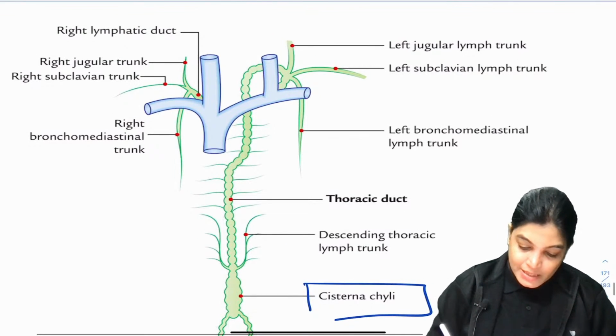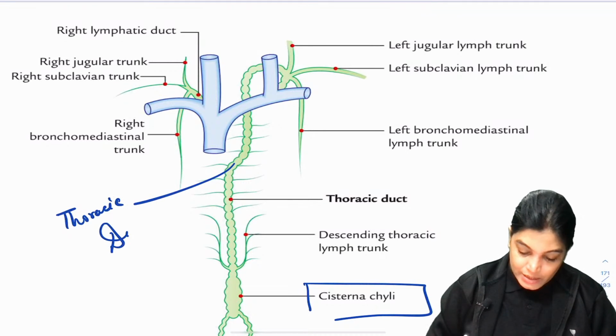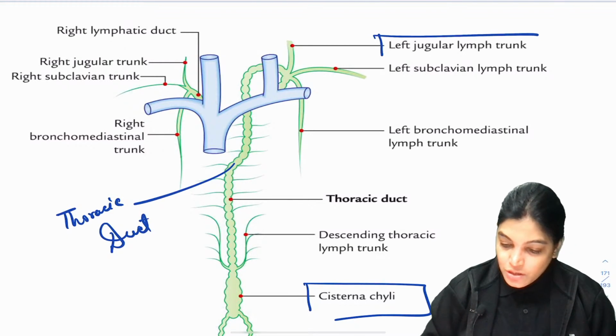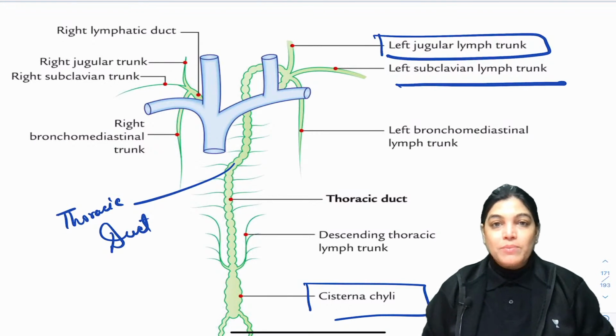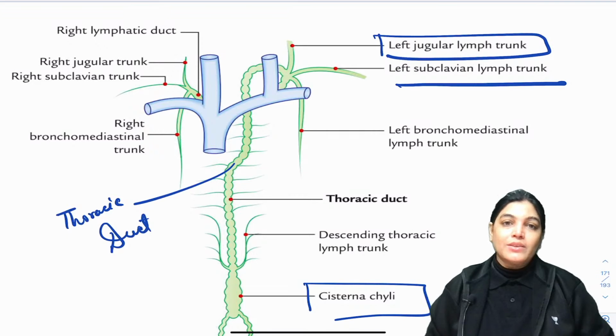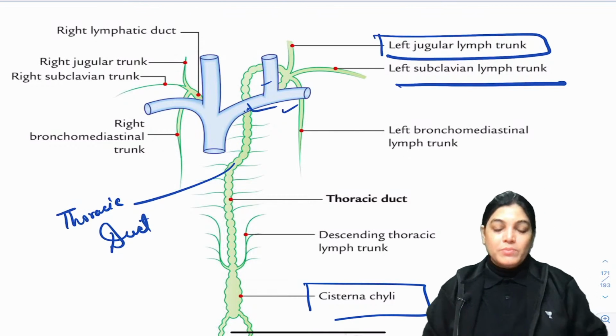So see here, this beaded structure which you are seeing is the thoracic duct, and in this diagram you can clearly see the termination is at the junction of the left jugular trunk and that of the left subclavian vein. Exactly at the junction of these two veins, and you can see this is forming the left brachiocephalic vein, so this will be the correct answer.